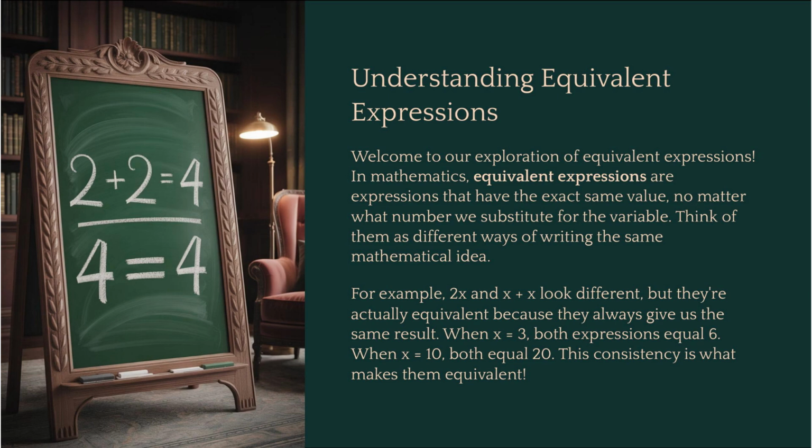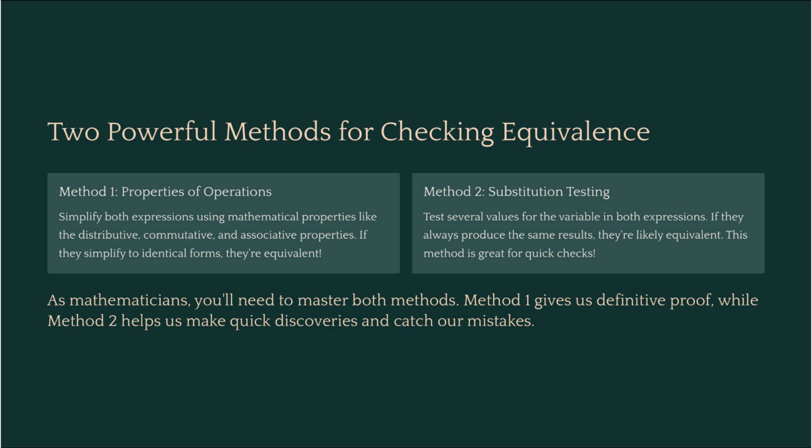Our goal is to figure out when expressions that look different are actually the same. There are two main ways we can check if two expressions are equivalent. The first way, which is the most reliable, is to use the properties of operations, like the distributive property, to simplify both expressions until they can't be simplified any further. If they end up looking identical, they are equivalent. The second way is by substitution, where you plug in a test number for the variable to see if both expressions give the same result.